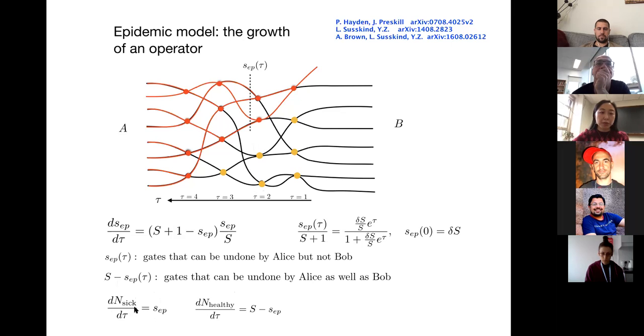The rate of increase of the number of sick gates at a particular time is equal to the size of this epidemic at this time. The rate of increase of the healthy gates, meaning these orange gates, the gates that actually belong to the union of A and B together, is equal to the number of healthy qubits at this particular time.